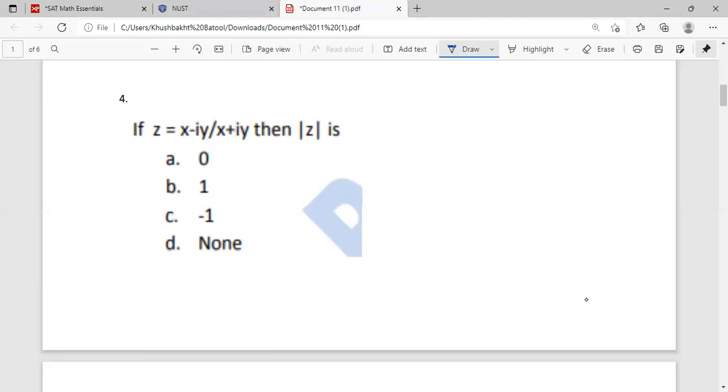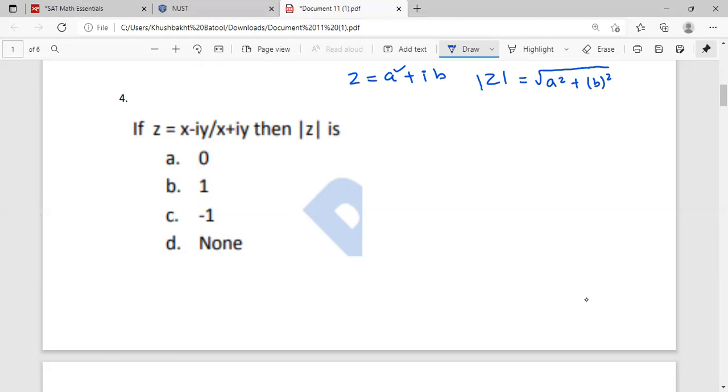Okay, we know that. So let's think of a plus iota b. Let's say this is a complex number. Z mod would be under root of the square of the real part plus the square of the imaginary part. Okay, all right. So this is how we find the Z mod. In our case, this is a fraction.